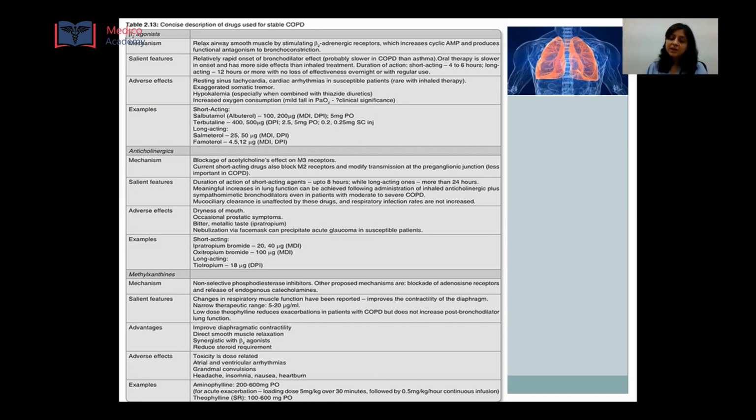Methylxanthines. Methylxanthines, we know, are non-selective phosphodiesterase inhibitors, and they might also act by blocking the adenosine receptors and blocking the release of endogenous catecholamines. They have some adverse effects as well, like they've got a dose-related toxicity, and they might sometimes in susceptible people lead to atrial or ventricular arrhythmias, headaches, insomnia. We've got aminophylline, which is used in an acute exacerbation in a loading dose of 5 mg per kg over 30 minutes, followed by 0.5 mg per kg per hour as a continuous infusion. Then we've got theophylline, sustained release.